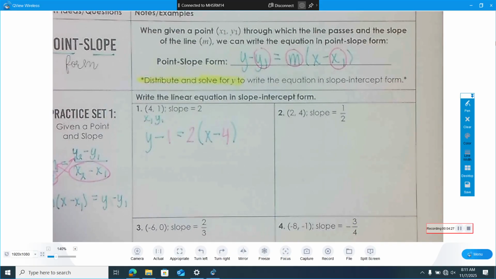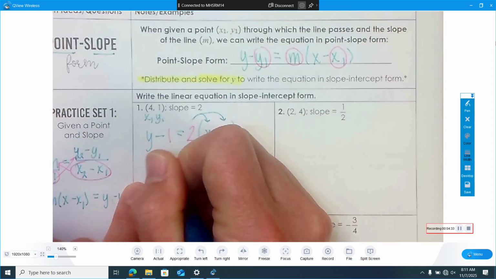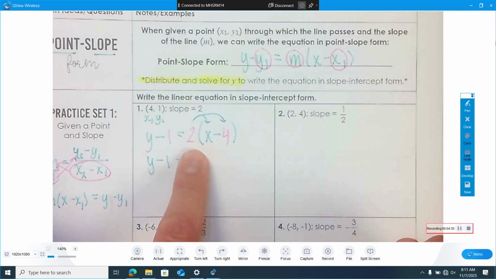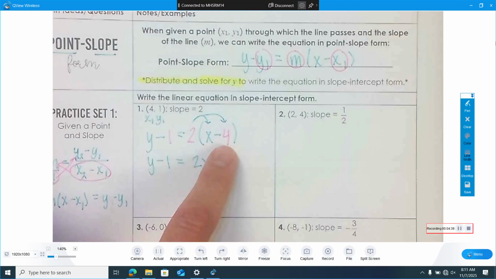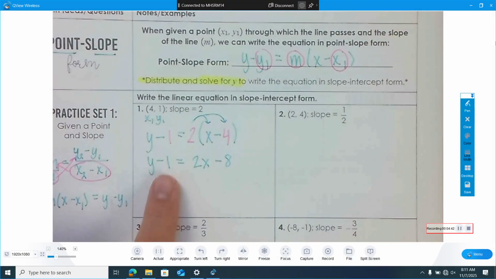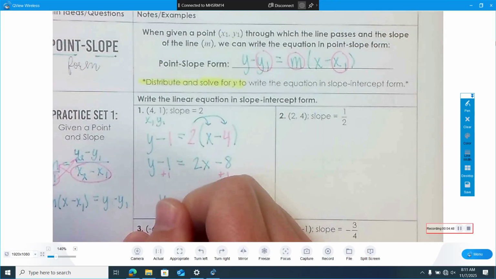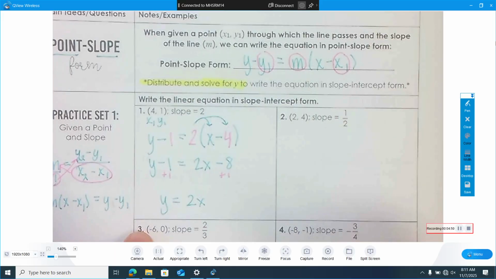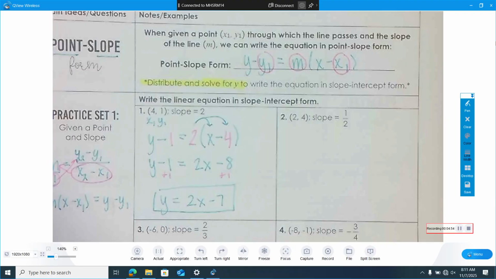So I have 3 things that I plug in, and then right now all it is is distribute and isolate the y. So it's super easy. So we're going to go ahead and distribute. So I have y minus 1 equals 2x minus 8. Good. 2 times negative 4 is negative 8. And then all I need to do is add the 1 to both sides. So I get y equals 2x minus 7. And there we are. This is the equation of a line.